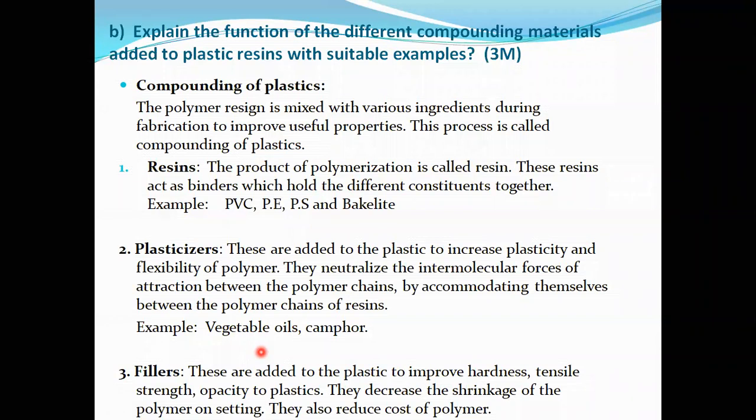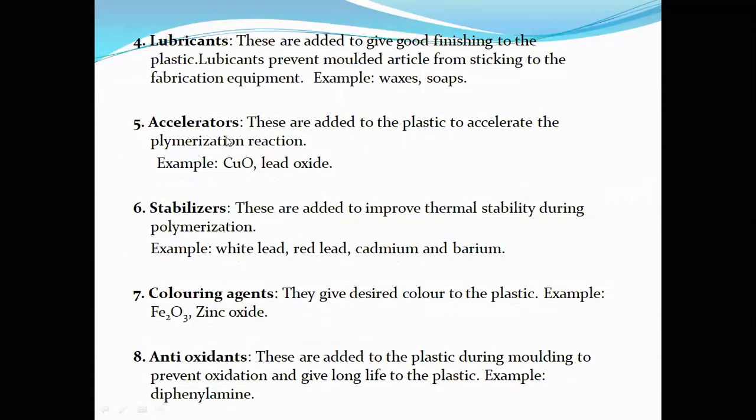Generally, if we want to mold our plastics, flexibility should be there. Now, the flexibility of the polymers should be increased with the help of adding vegetable oils and camphor. So the second additive you add to plastics is vegetable oils and camphor. The third additive is known to be the fillers. The fillers increase the hardness and tensile strength of the plastic materials. The next one is lubricants. The lubricants increase the lifetime of the plastic and increase the shininess property of the plastic.